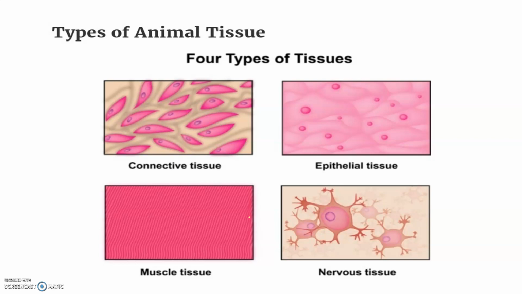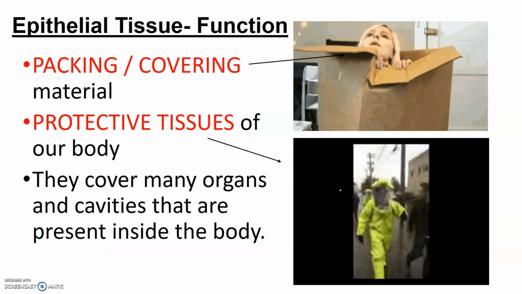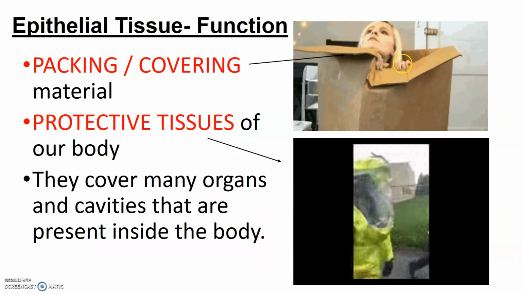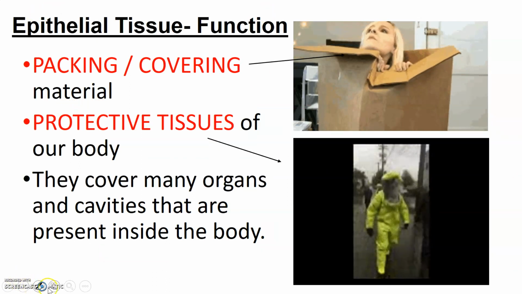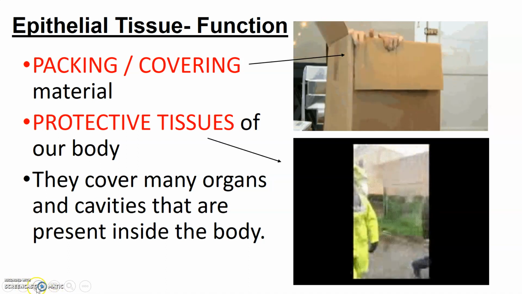So let's now begin with the epithelial tissue. These are the pictures of all four types of the tissues. We will come to know the difference between them once we learn the chapter. The first tissue that we take up is the epithelial tissue.